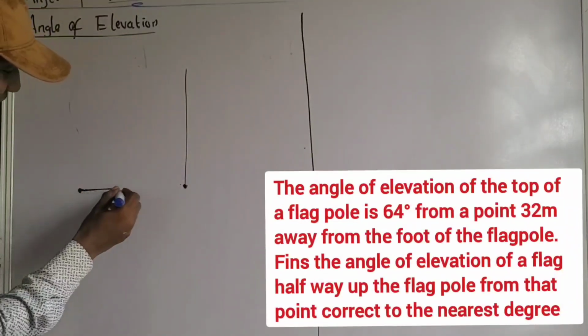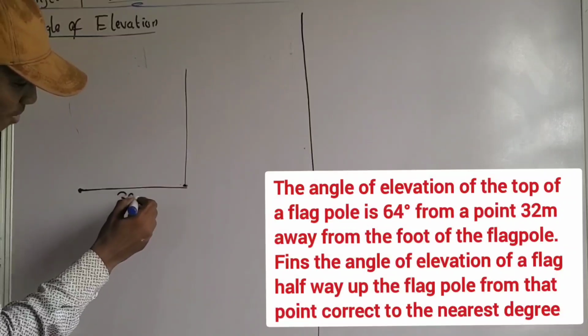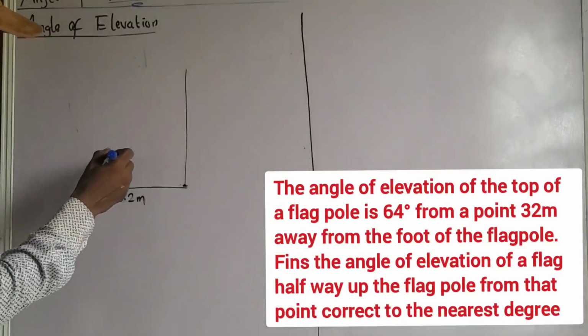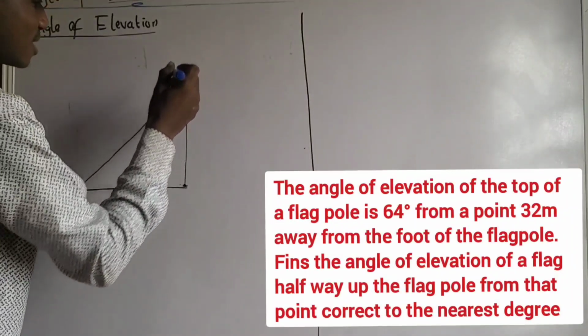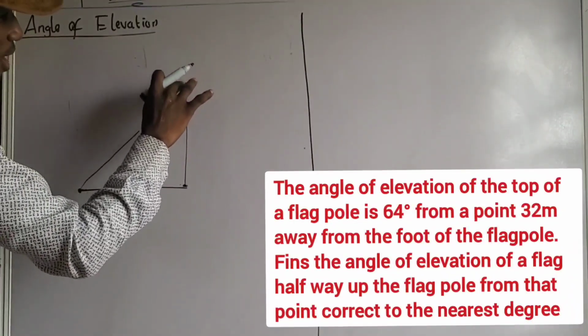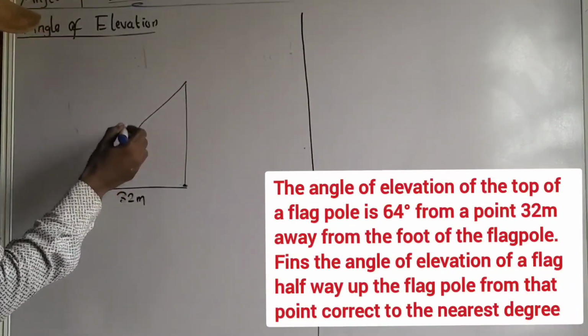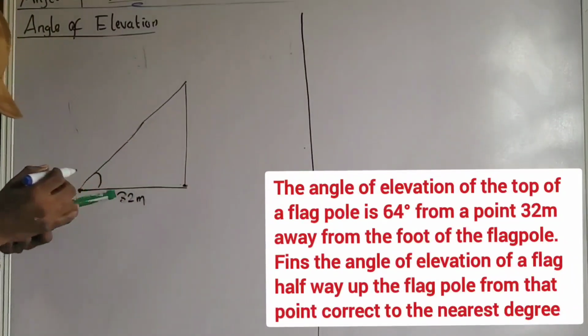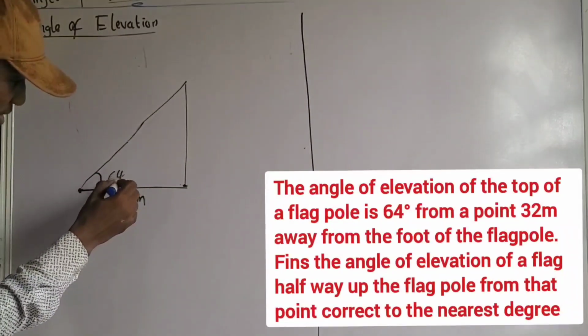32 meters. Okay, and the angle of elevation is 64 degrees. And I told you that the angle of elevation is the angle between the line of sight and the horizontal level above. So we mirror it upward. Okay, so this angle is 64 degrees.